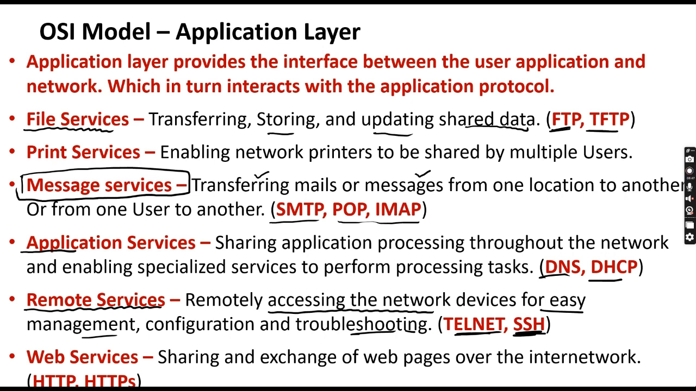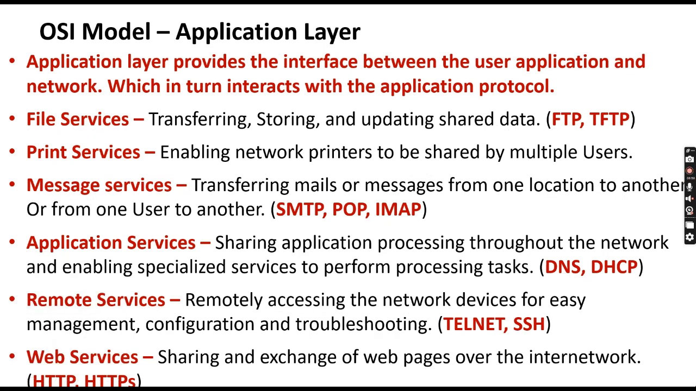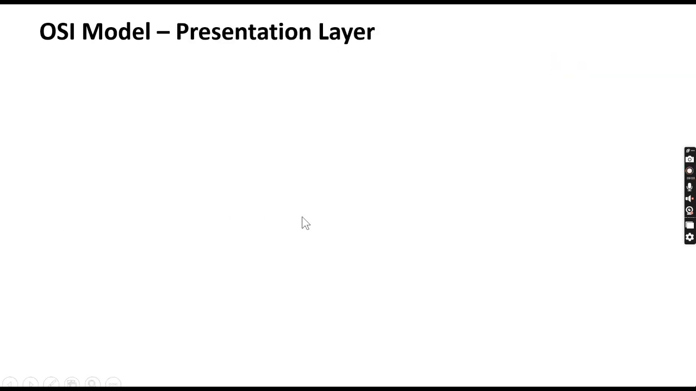So in simple terms, what is the application layer? The application layer provides the interface between the user application and the network. In simple terms, you can call it the interface layer. Fine. Now next comes your presentation layer.